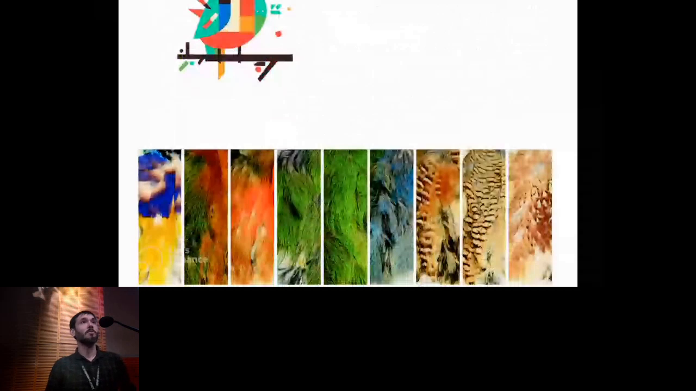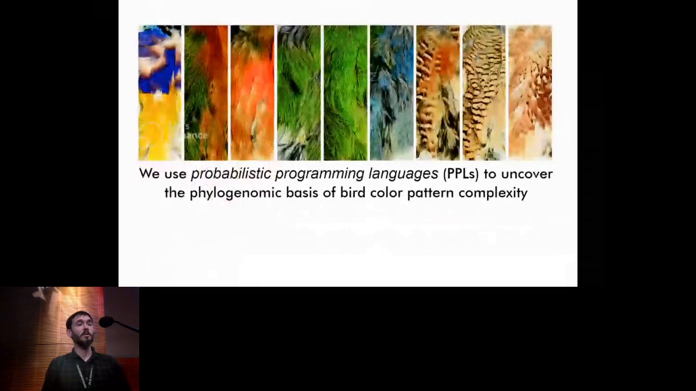And to whet your appetite a little bit, here on the picture you see some of the extraordinary colors that the estrildid family of finches display. In this talk, I'll talk about three things. First, I'll talk about bird coloration, what it is, what exactly are we trying to do. Then I'll present our mathematical model, and then I'll conclude with this remark on probabilistic programming.